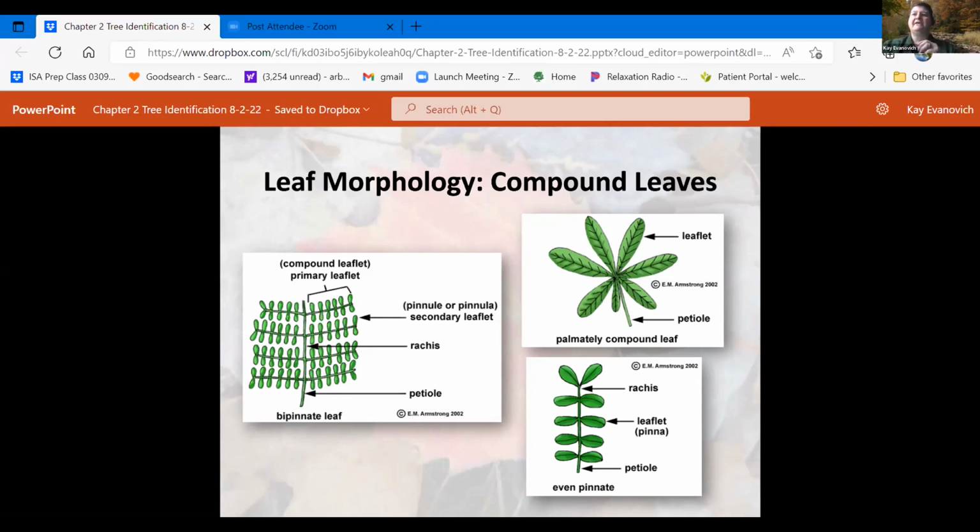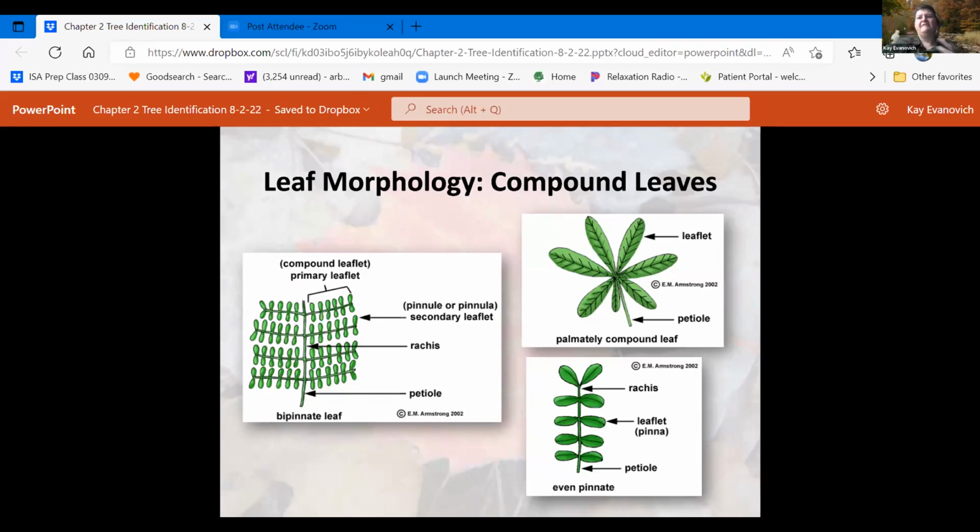On the palmately compound leaf, palmately, there's a way to remember that because it looks kind of like your palm. That's right. All right, palmately compound leaf. So you've got leaflets that all come off. Look at the picture there, palmately compound leaf. You've got the petiole at the bottom, and then you have all these little leaflets that come off in the shape of a palm, right?